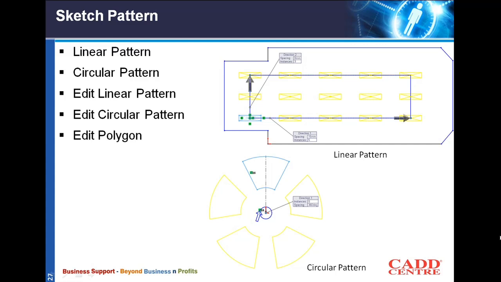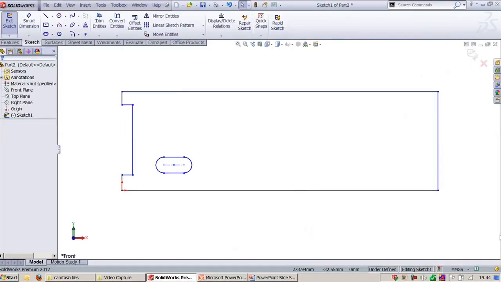You may want to create a number of slots required for a solar panel, or a number of slots to be placed on an alloy wheel, to create the provision for the spokes. These are the different areas where you require the sketches to be copied in a linear or in a circular fashion. Let's see how we can do it in SolidWorks.